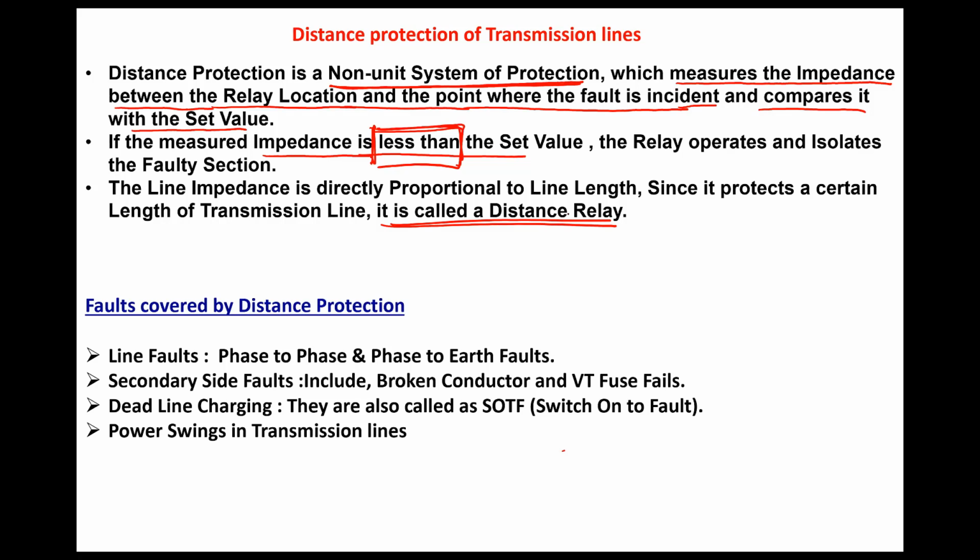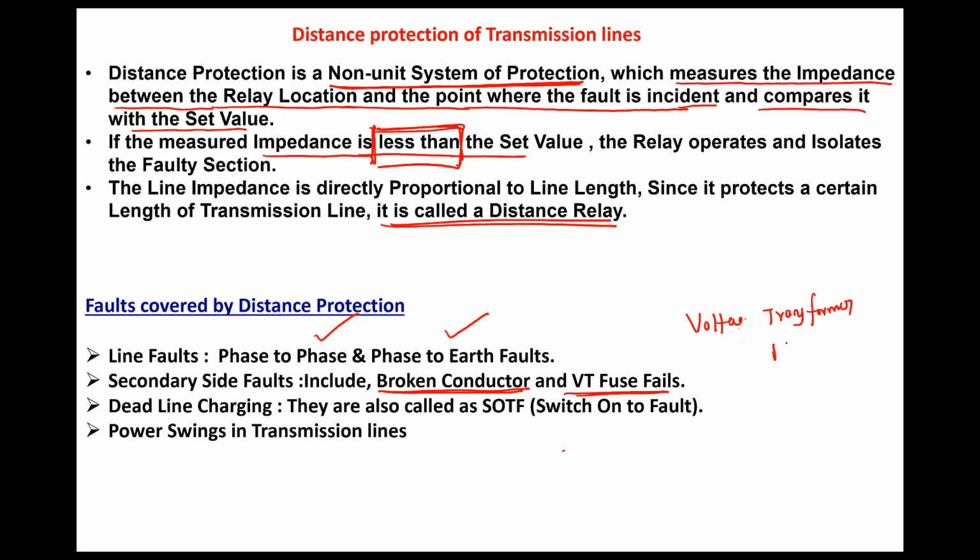What are the faults that are covered by this distance protection? It covers phase-to-phase faults in the transmission line and phase-to-earth faults in the transmission line. It also covers the broken conductor. Suppose one of the transmission conductors is broken, that it will also detect. It will also detect VT failure. VT means voltage transformer, the other name is PT.